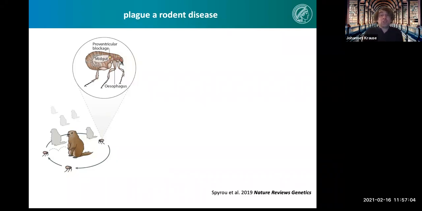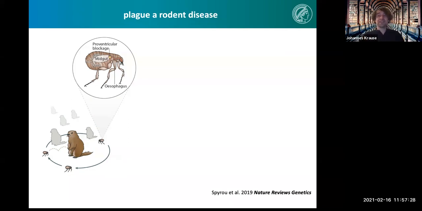And what the flea then does is it gets crazy because it's starving, so it bites again and again and again. And every time it bites now, it sucks the blood, and the blood then comes in contact with this blockage, which is made out of the bacteria. The bacteria get released into the blood, but then the flea has to spit it out again because it can't swallow it. So with every bite, the flea is basically transmitting the bacteria.